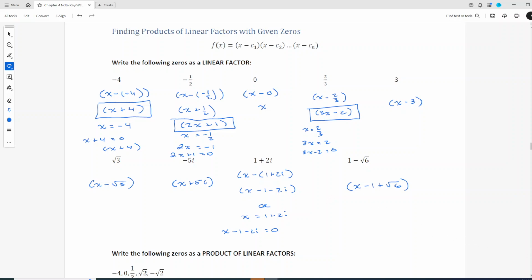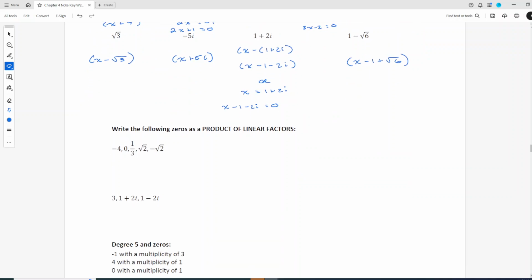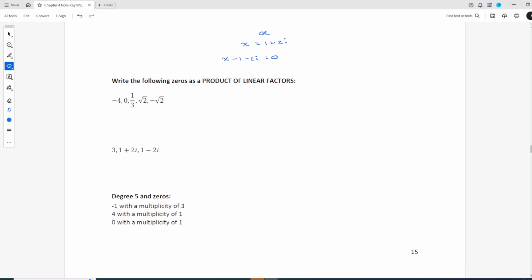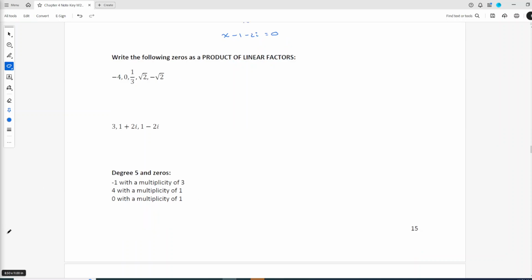Then what we're going to transition into is writing zeros as a product of linear factors. So instead of just having a 0, we're going to have multiple zeros, and we're just going to write them as a product of what the linear factors would look like. So if I have 1, 2, 3, 4, 5 zeros, that means that my function is going to have 1, 2, 3, 4, 5 brackets. And we've got to figure out what's going to go in the brackets.